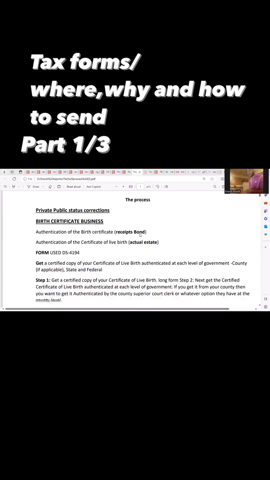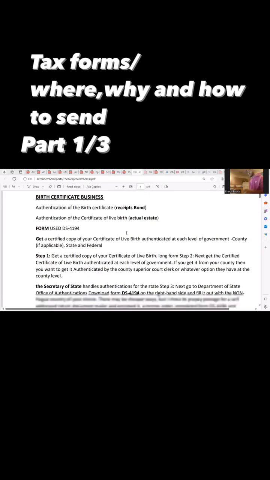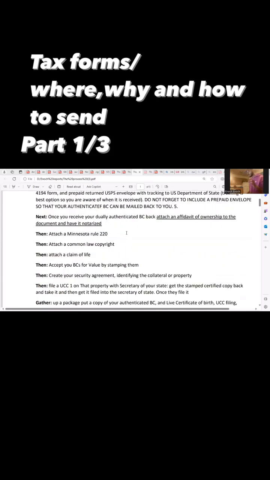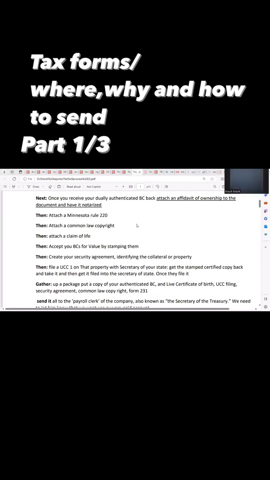Before I go into the taxes, we're gonna go over a document that I created. We're not gonna talk so much about the process. We're not gonna talk about passports. We're not gonna talk about a Minnesota Rule 220. We're not gonna talk about the claim of life or anything of that nature.